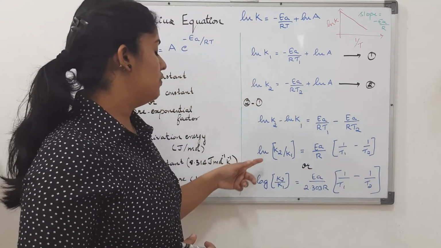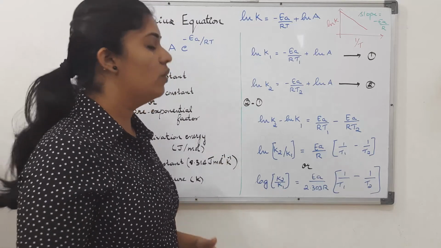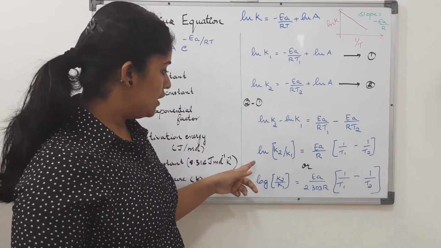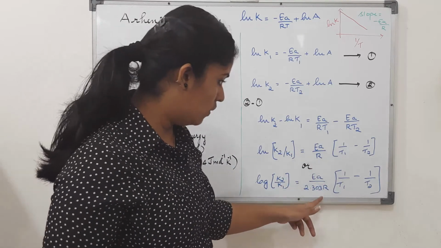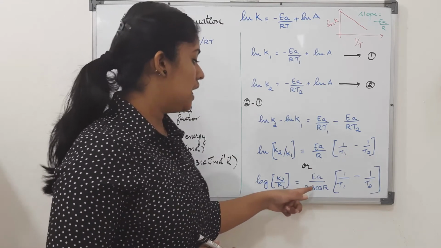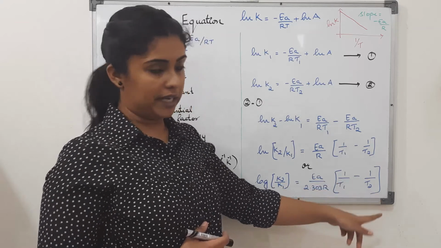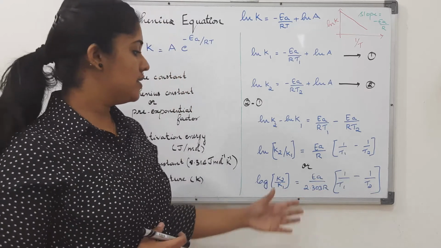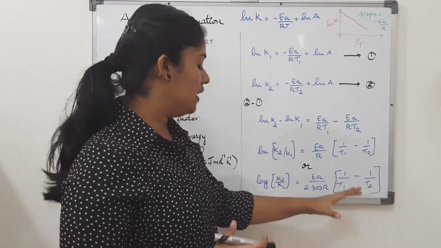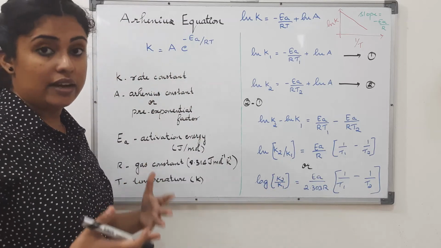Or instead of this ln, I can also have it as a common log. So we saw that ln is 2.303 log, and that 2.303 value I am just taking down, so the final equation comes out to be log K2 by K1 is EA by 2.303 R times 1 by T1 minus 1 by T2. Okay. So this is the Arrhenius equation that we can have when we have two different reaction temperatures.